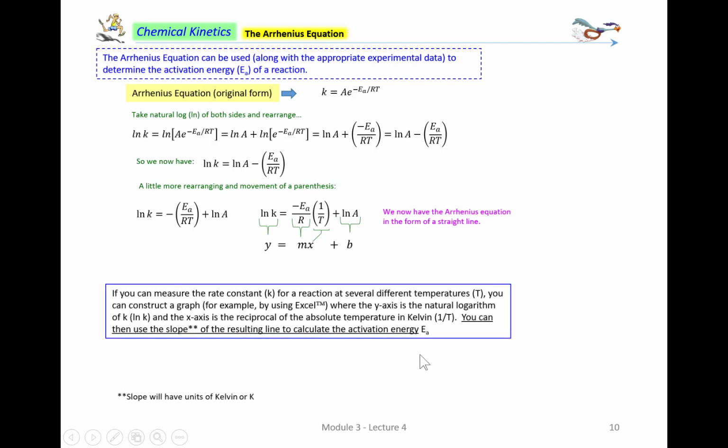So if you can measure the rate constant k at several different temperatures T, you can construct a graph where the y-axis is ln of k and the x-axis is 1 over T. This should look familiar from a previous lecture on vapor pressures. You can get the activation energy from the slope of the best fit straight line. So let's try an example.